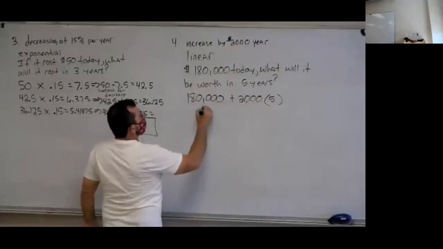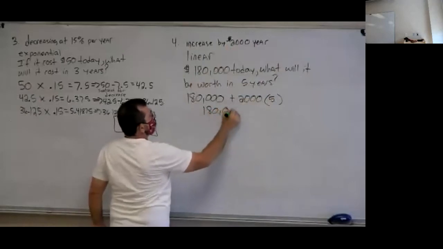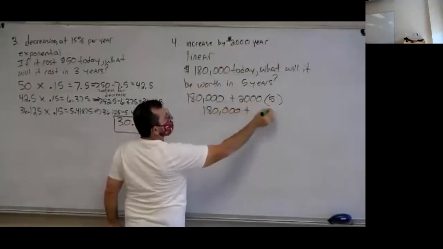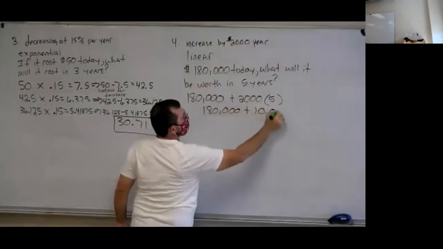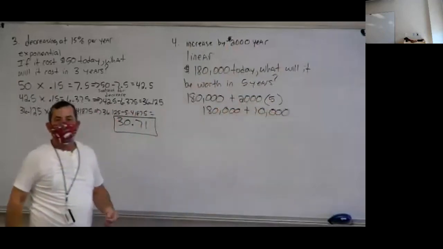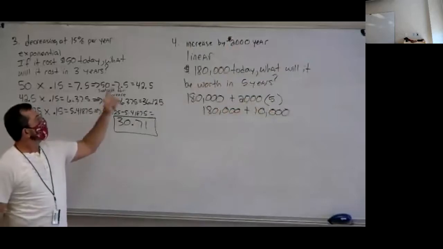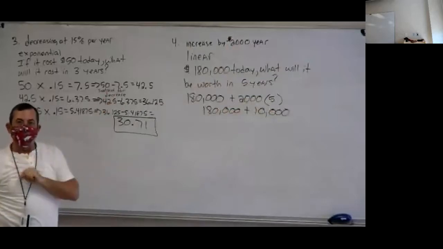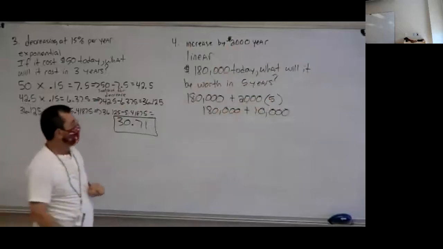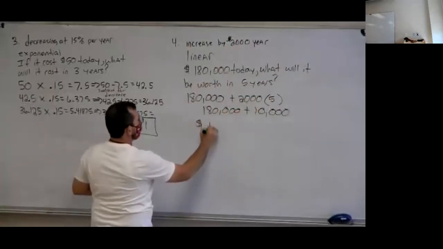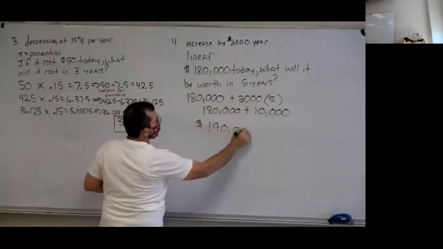So I'm going to have 180,000 plus basically, what is that, 10,000? So after 5 years, if this house goes up $2,000 a year, it'll be worth 190,000.